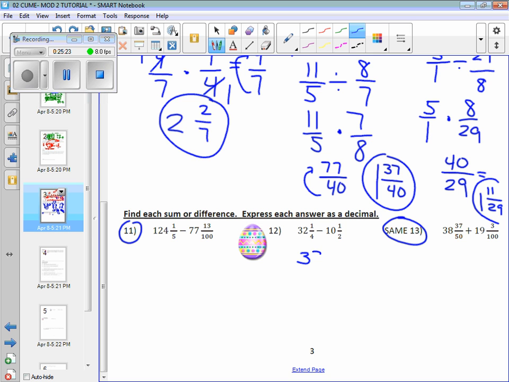32 1/4. Well, 1/4 is in your fraction family. You should know that as 0.25. Minus 10 1/2, and also half is in your fraction family, and that is 0.5. We need to line up our decimals. Very, very important, in addition to subtraction of decimals, that the decimals line up, which I'm just going to show you there.